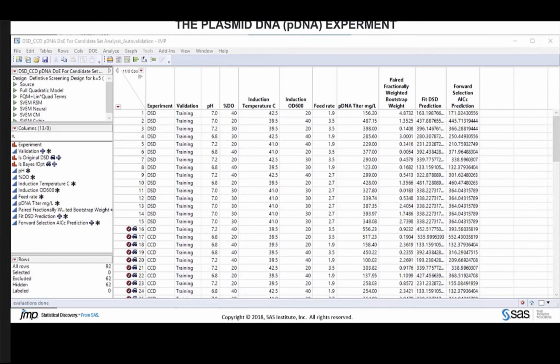Here we see the data all put together in a JMP data table. What we're going to do is hide and exclude the rows that corresponded to the central composite design. We're going to use that as an independent test set after fitting several different models to the definitive screening design rows in the data set. This way we can see how well some classical procedures perform on the central composite design's observations, and also S-VEM.